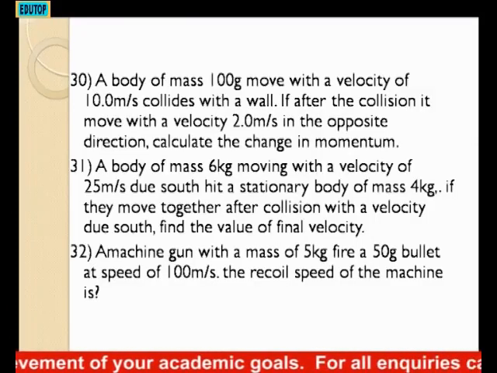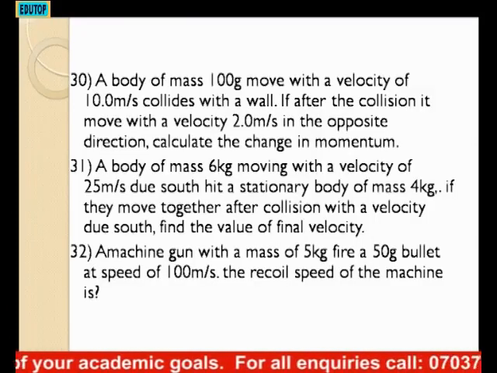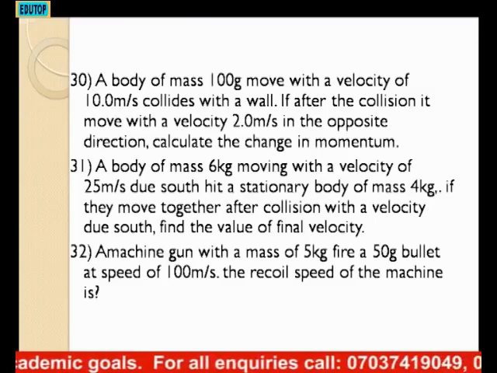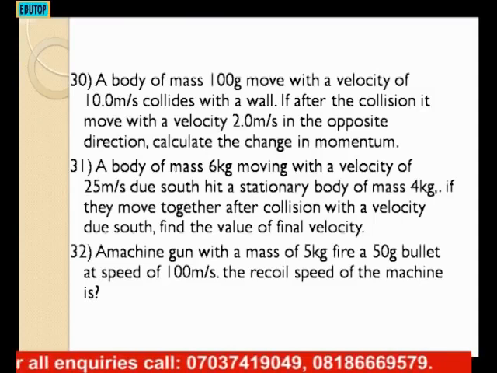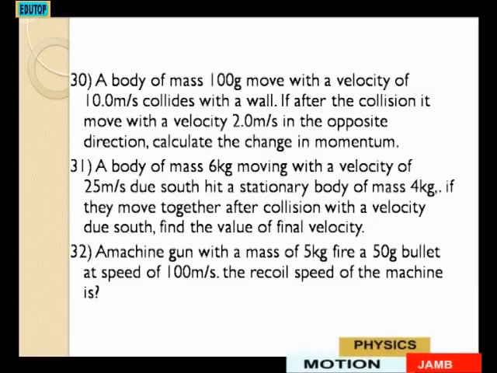Question 31. A body of mass 6 kilogram moving with a velocity of 25 meters per second due south hits a stationary body of mass 4 kg. If they move together after collision with a velocity due south, find the value of the final velocity. Let's look at this.